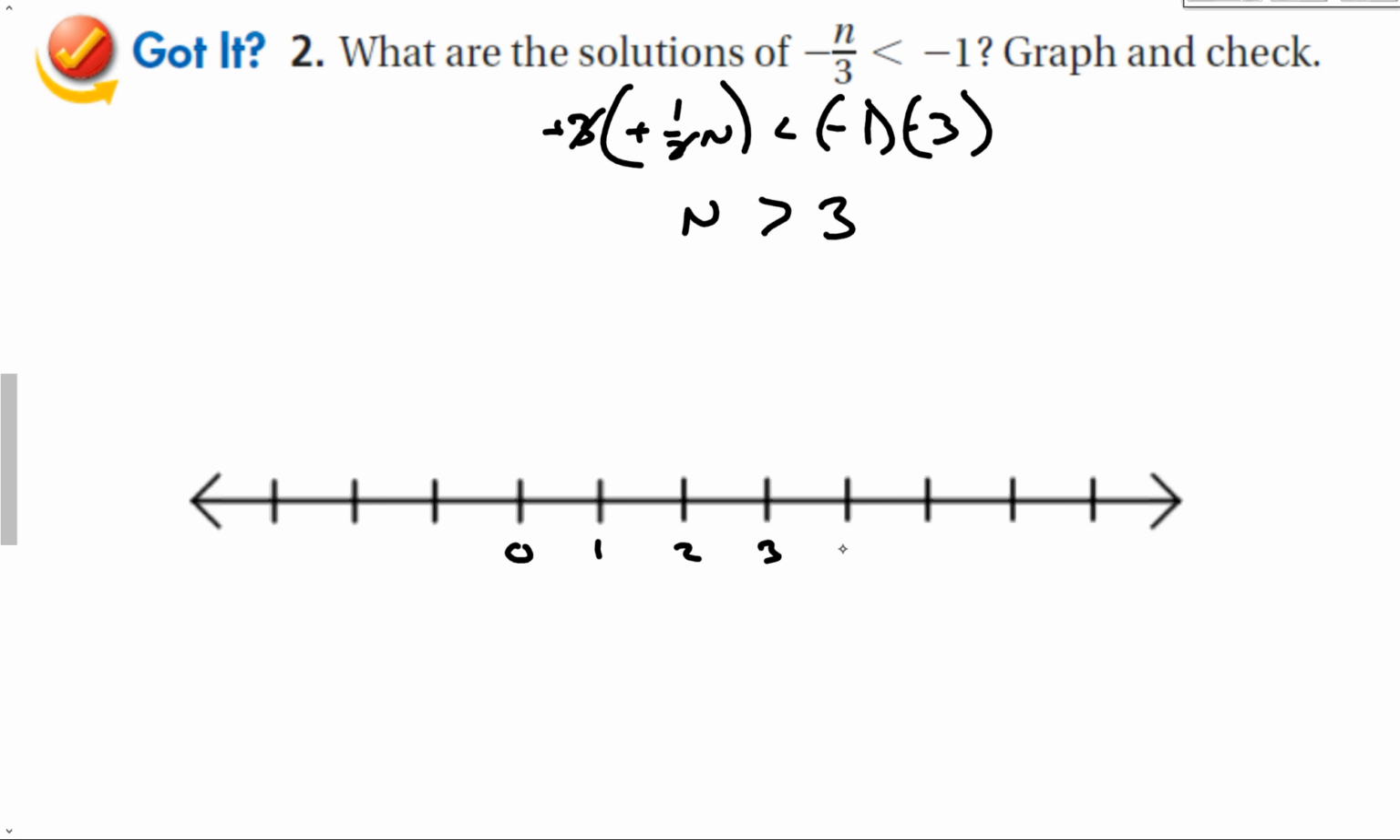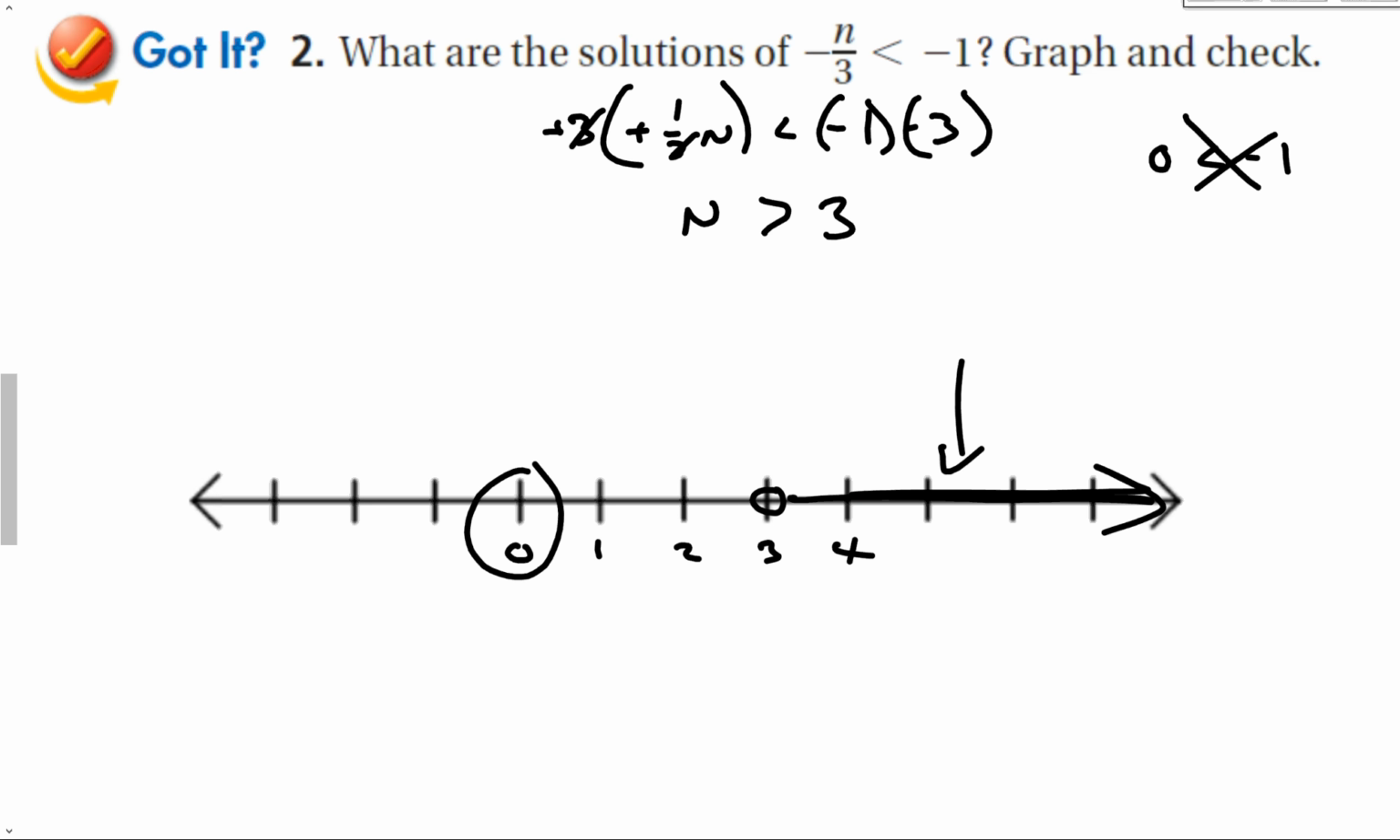Now let's put 0 in there. We're going to have an open circle, and we're going to go this way. And if I were to plug in 0 into my original equation to test this, 0 would be less than negative 1, which again is not true, and 0 is not included in my solution, which goes to the right.